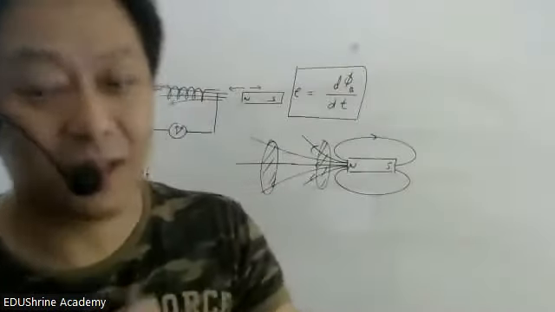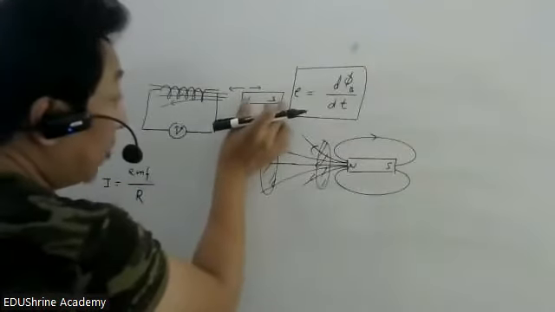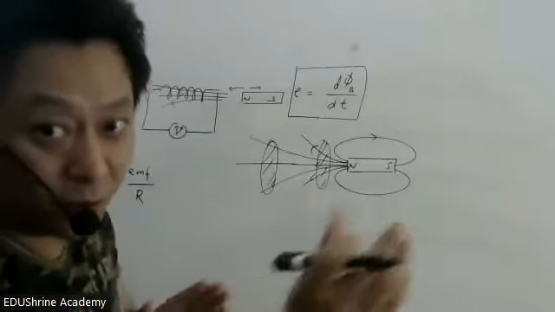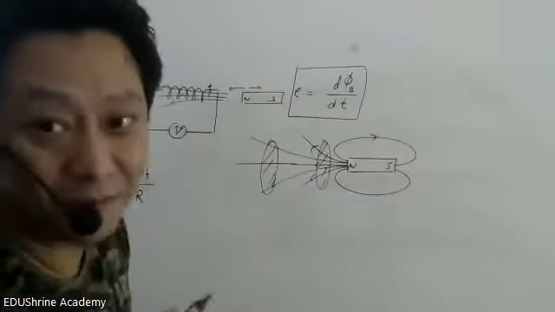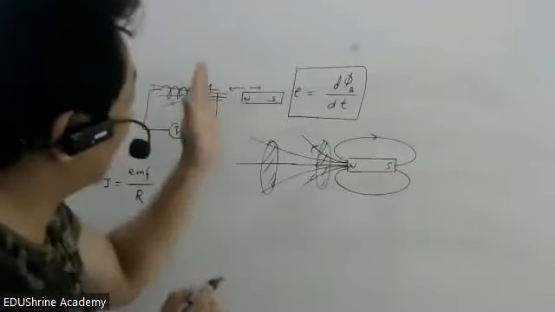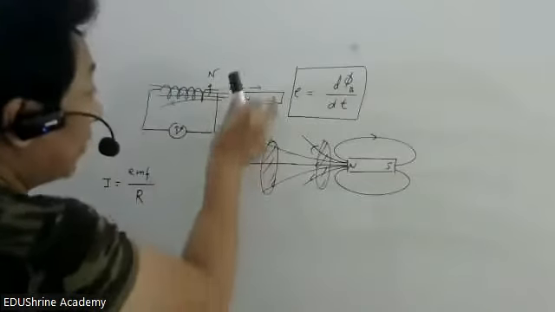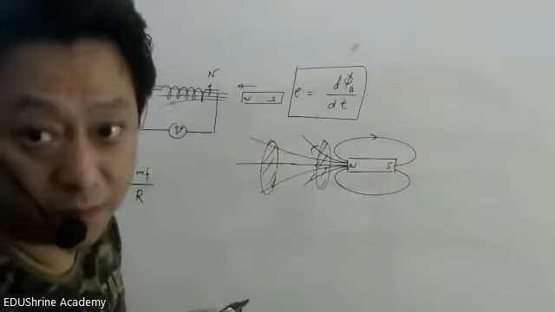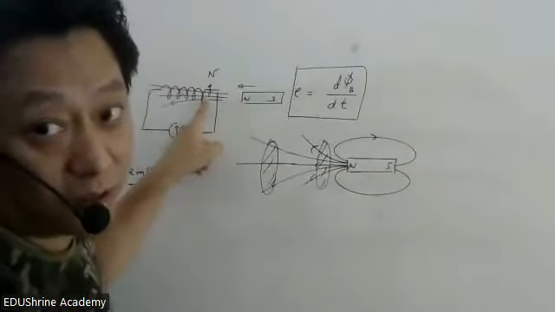Then Lenz discovered that whenever you bring the north pole nearer, this side of the coil will act like what pole? North pole. So that whoever is bringing the magnet, this side will experience repulsion from this north.